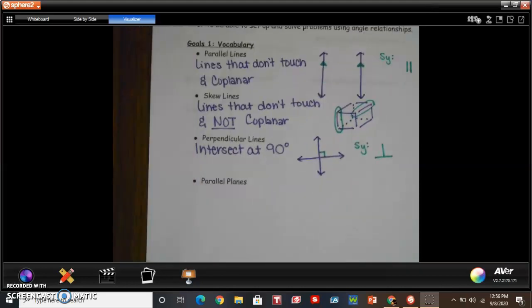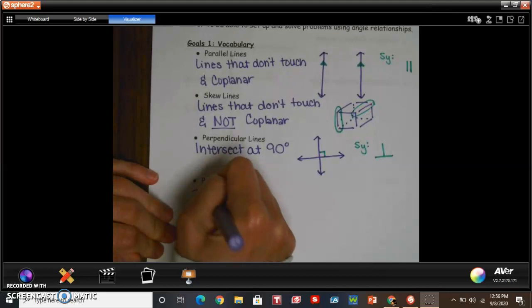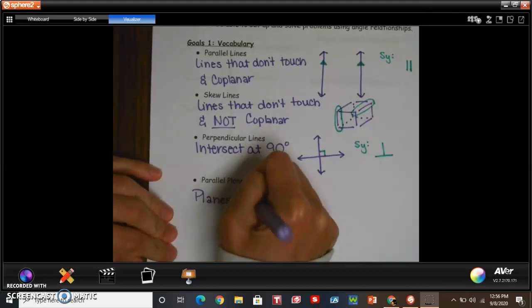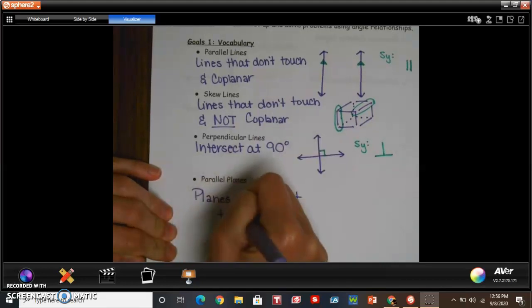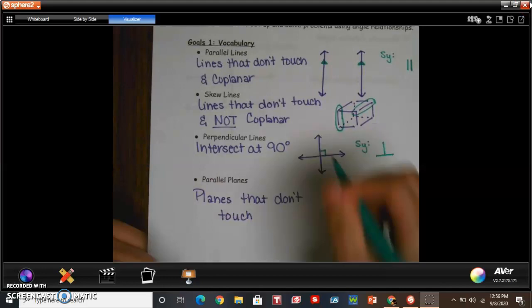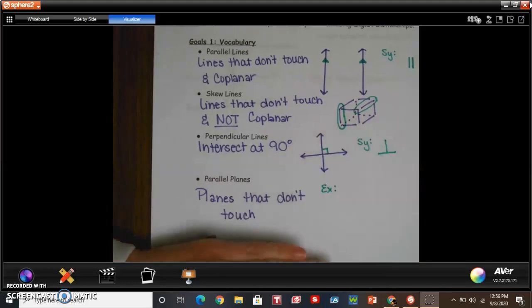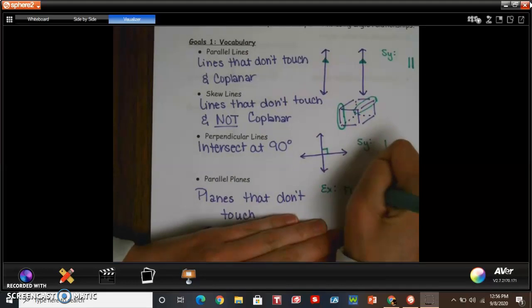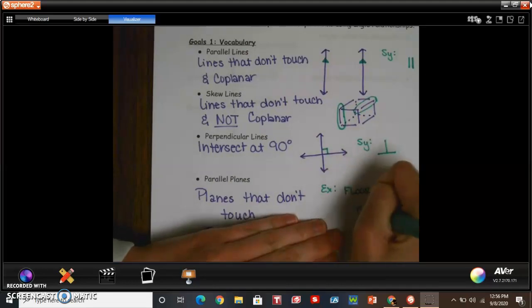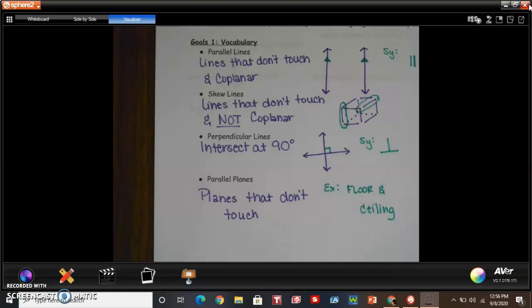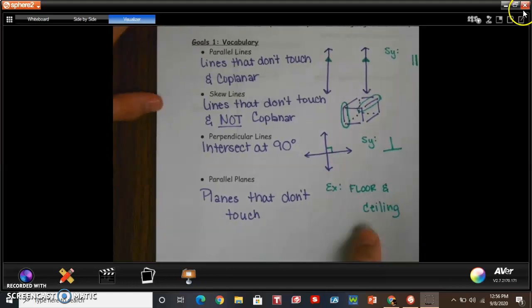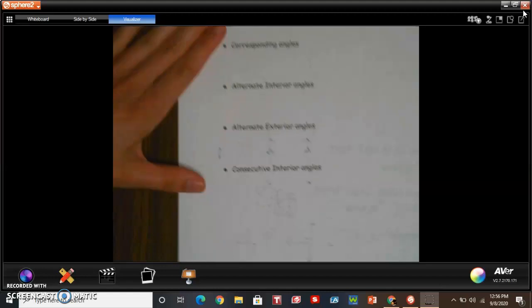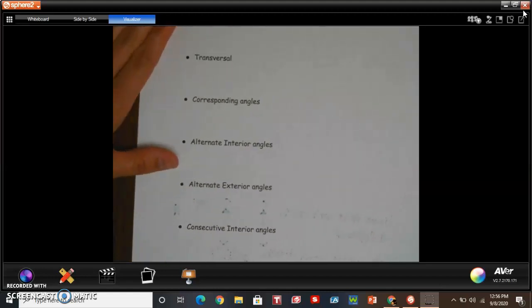All right, parallel planes. Planes that do not touch. An example of that would be like the floor and the ceiling. They are 2 planes that are never going to touch unless there's an earthquake or if the building's demolished. But you catch what I'm throwing at you. All right. A few more vocab words and then we'll move on to goal 2.